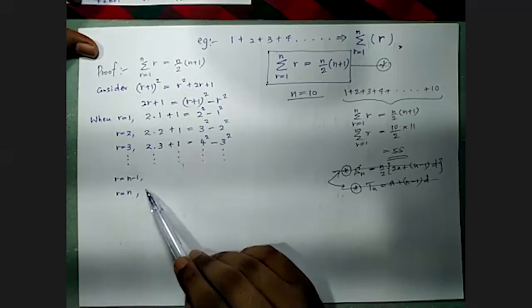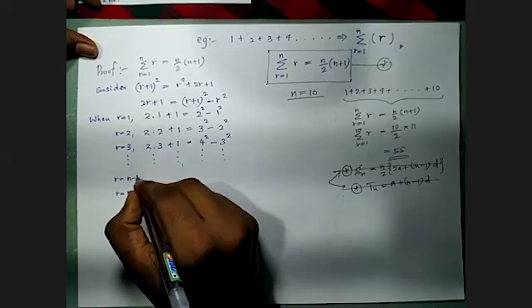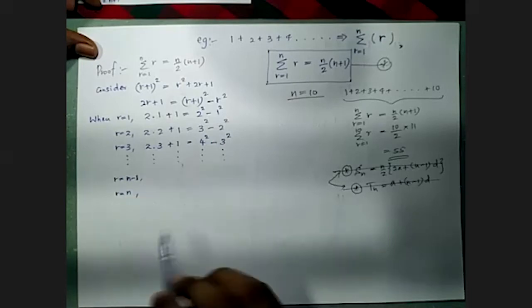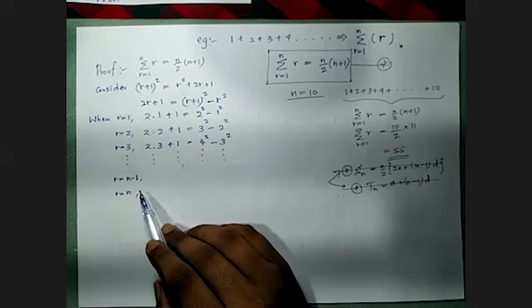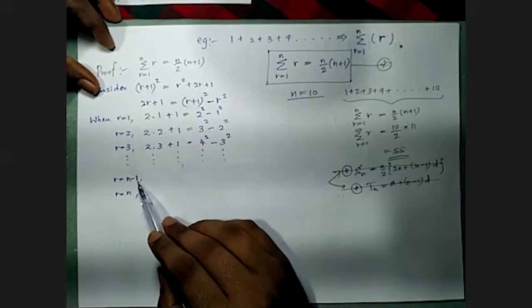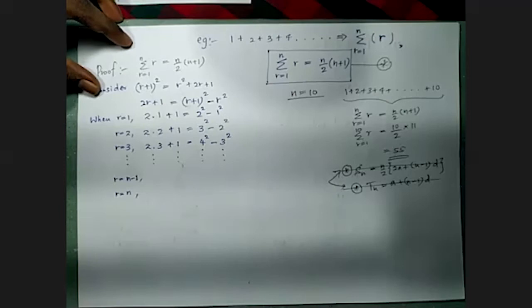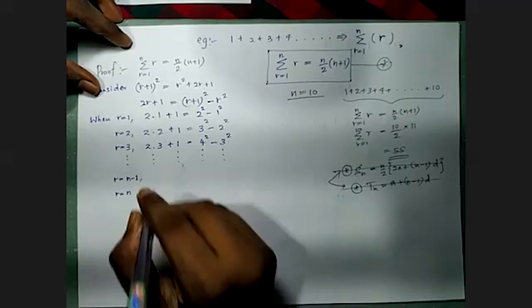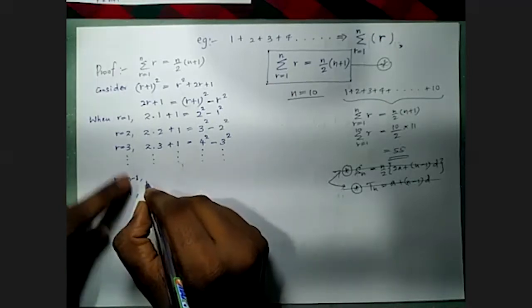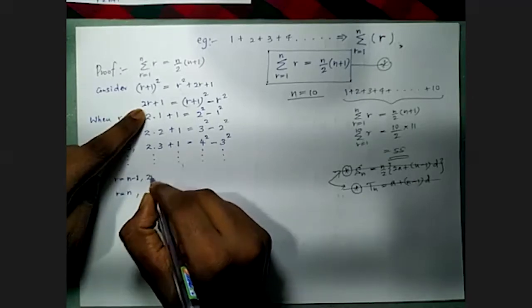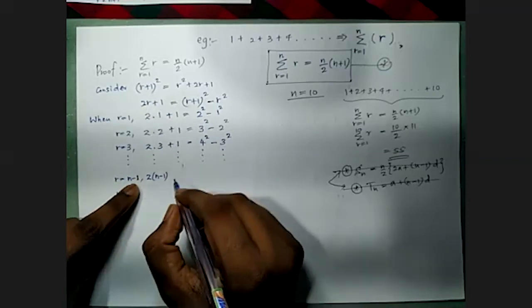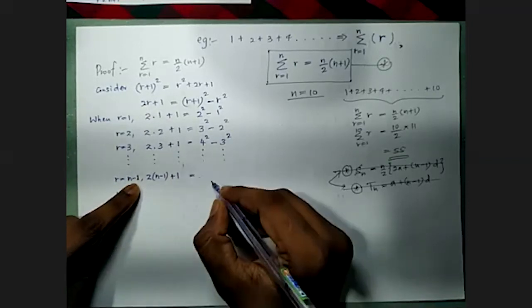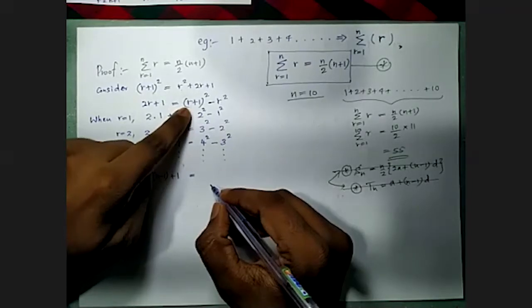Then what is this term before n? It should be n minus 1, 1 less than n. Then when we substitute n minus 1 here, what will happen? 2 times n minus 1. Instead of r, I have to substitute n minus 1. Plus 1, no change. Then now substitute n minus 1 for r.